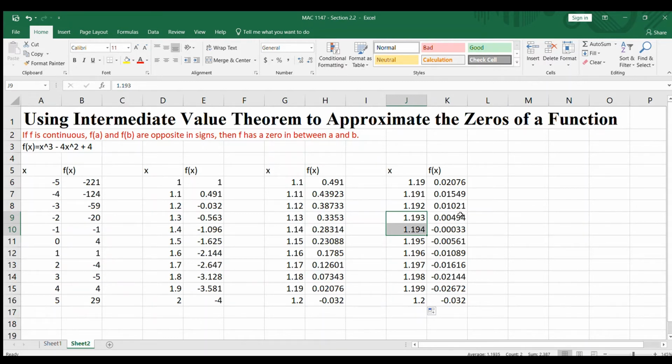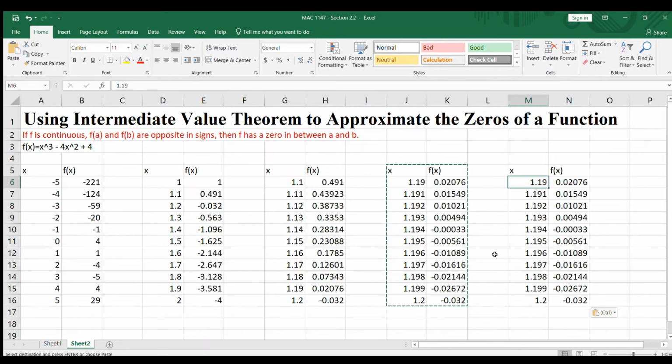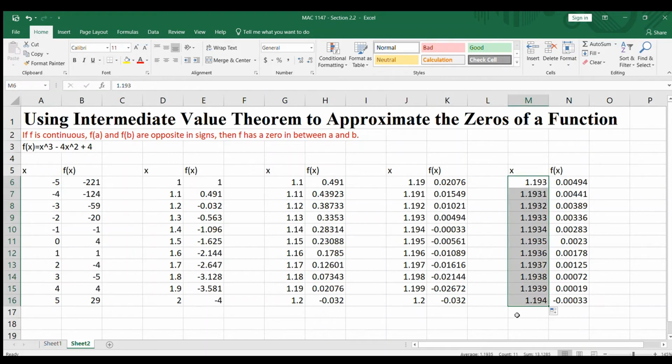So next we copy the table again. We know that the solution must be between 1.193 and 1.194. Now look at the value of the function f here. You have all positive, but then suddenly negative. Now from here, you know that our solution must be in between 1.1939 and 1.194.